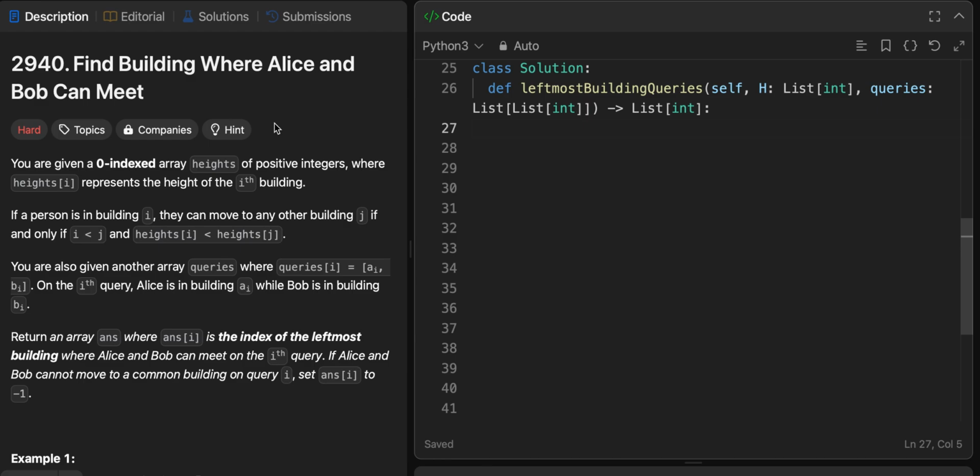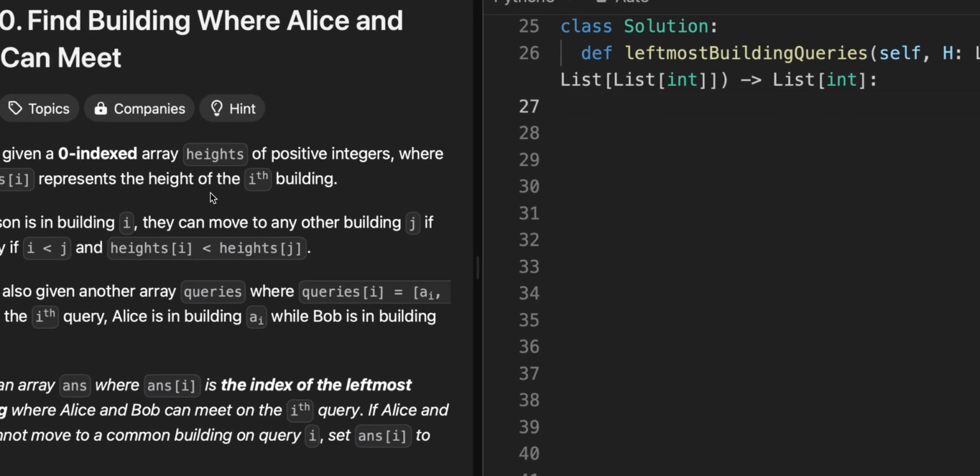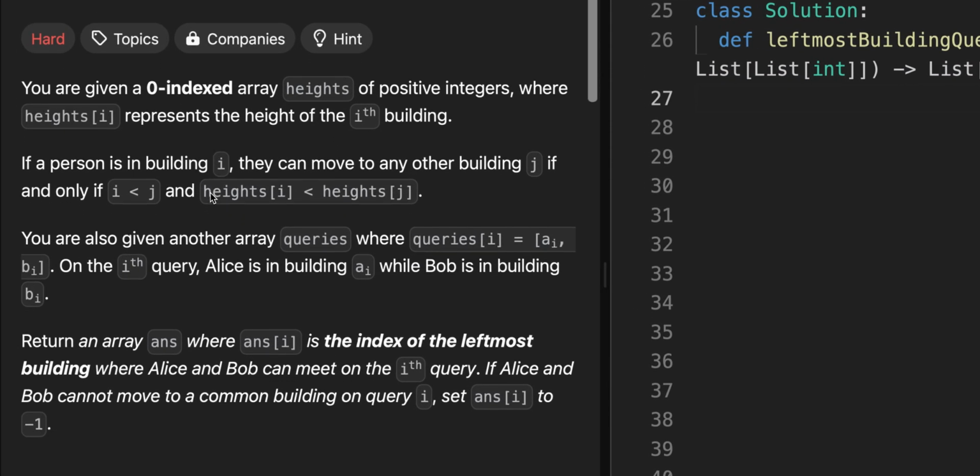Welcome. Let's solve Leetcode 2940. Find building where Alice and Bob can meet. Let's make this bigger so it's more readable.